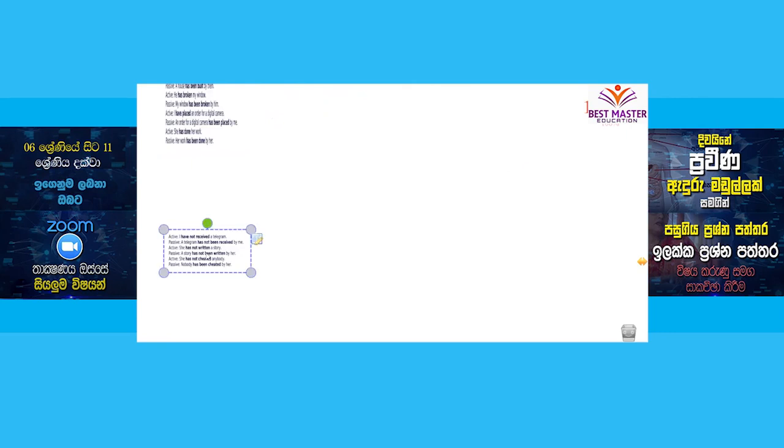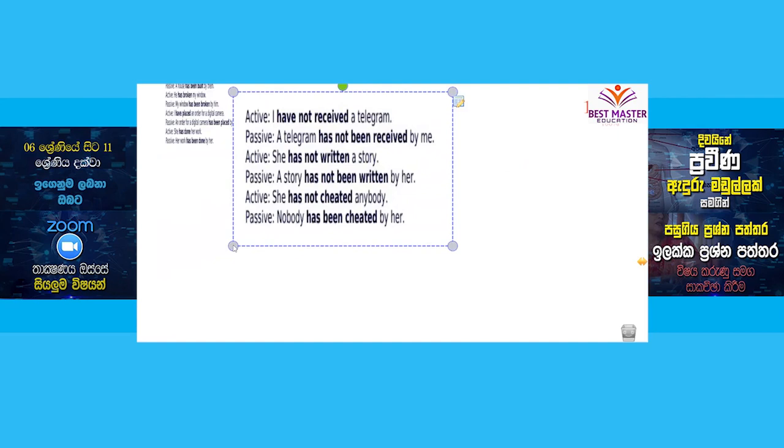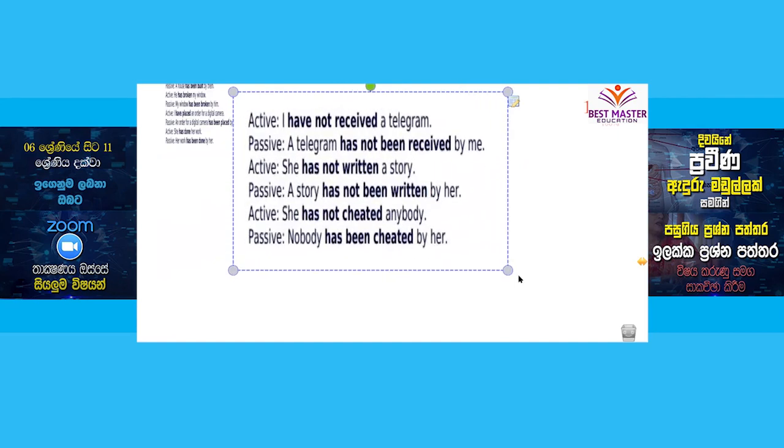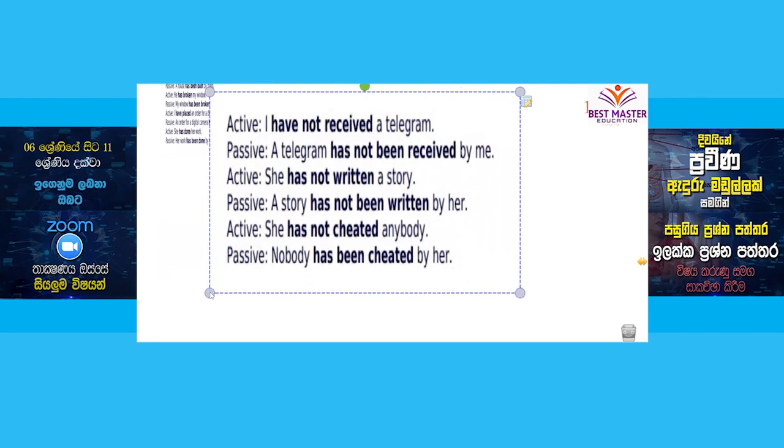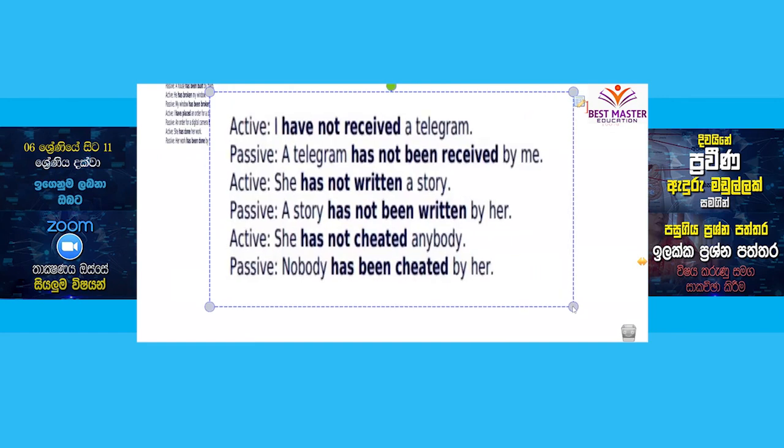What about this box? There's a difference between this and the previous box. Now you have the sentences with not. It means the negative sentences here. Please write down all the things you want.